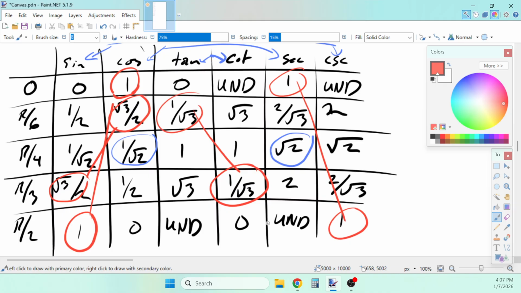And if you're interested in seeing more of those patterns, I have a video on trig special angles in my trigonometry playlist. But this should get you through the first question of the quiz.